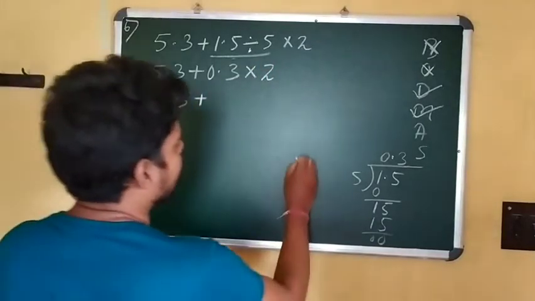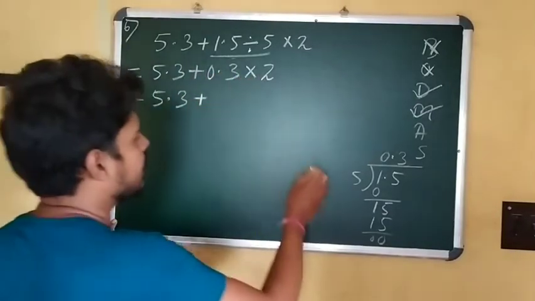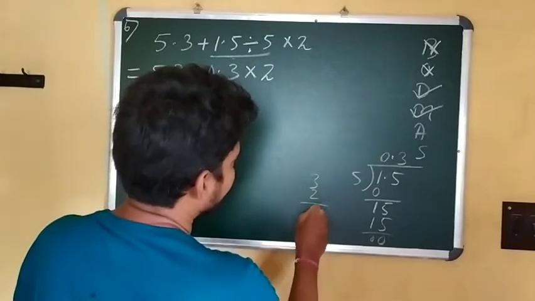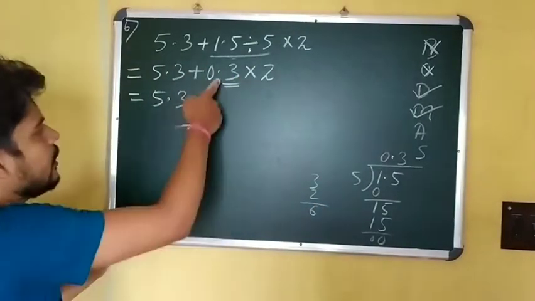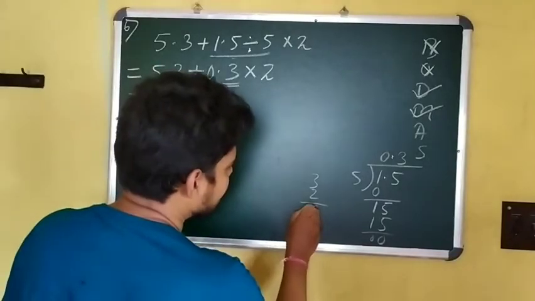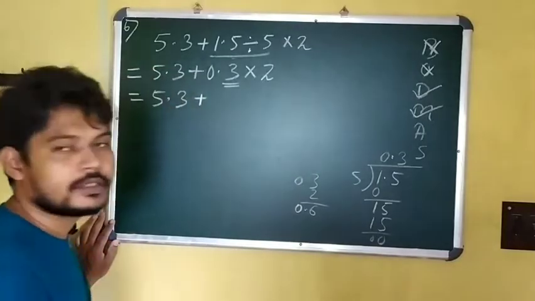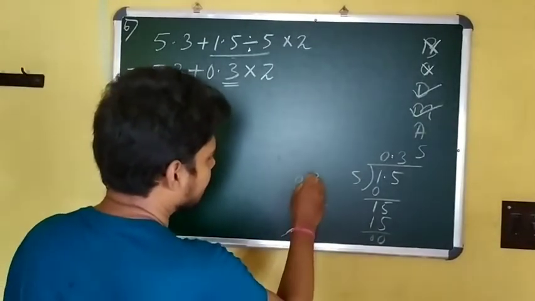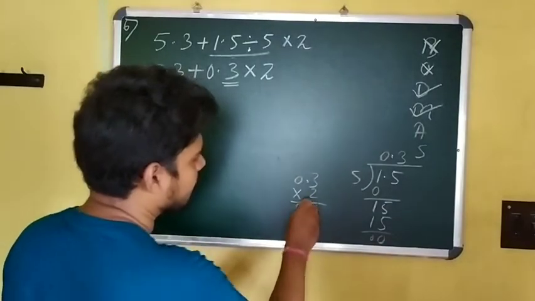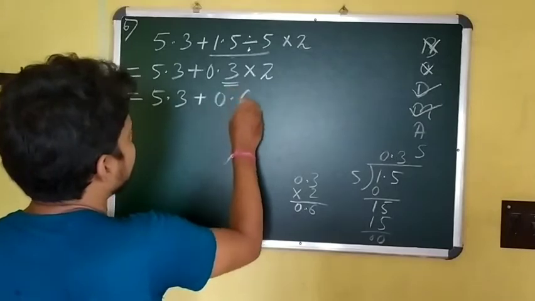Then what to do? You just ignore the point, 3 multiplied by 2, it is 6. Then how many decimal places are present? Only 1. Then you have to put the decimal point here. So when you multiply 0.3 by 2, the product is 0.6. So you write down 0.6.